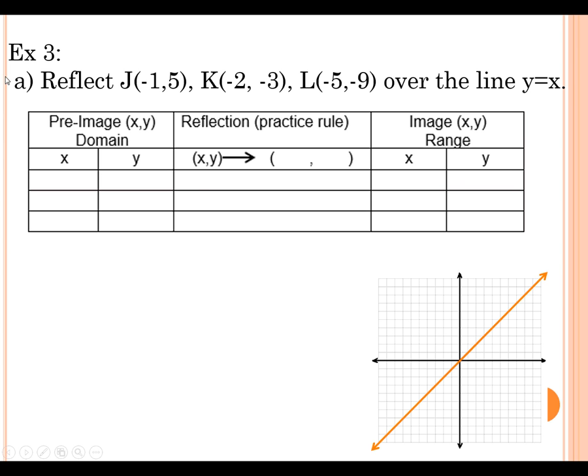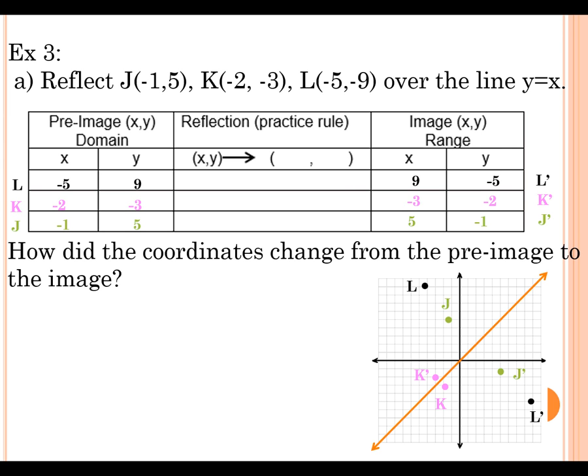Again, in class, we graphed these and then used our patty paper to reflect over. So we got (-5, 9) and flipped that over and got (9, -5). We had (-2, 3), flipped that over the y equals x line and we got (-3, 2)... sorry, flipped it and got (3, -2). We had (-1, 5), we flipped that over and then we got (5, -1). Again, do you notice a pattern? Is there something going on with the pre-image points and the image points?